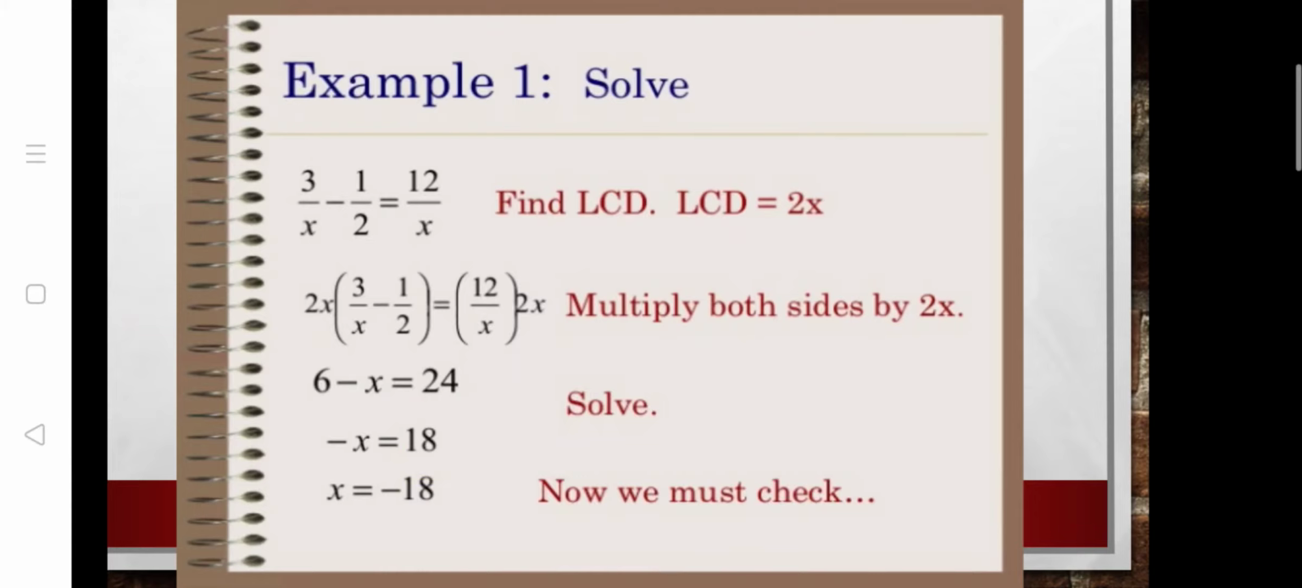Okay, take note, we are looking for the value of x. Therefore, to make it positive, we have to divide both sides by negative 1. So negative x divided by negative 1 is positive x, and 18 divided by negative 1 is negative 18. So to make sure that this value of x is correct, let's check our answer.